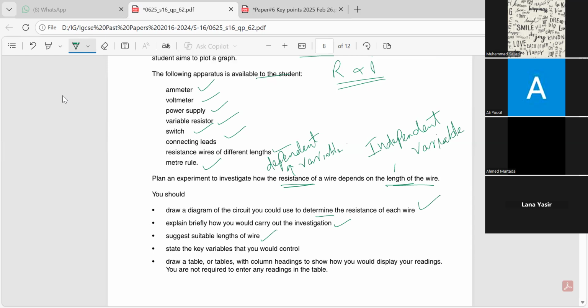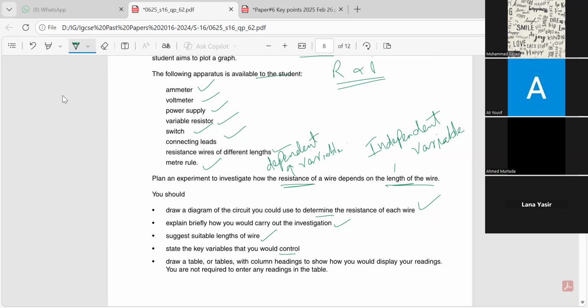Key variable that you would control. Now see, length is investigated, so diameter of the wire and type of wire should be controlled. It cannot be possible that for one length you are taking copper, for another aluminium, and for a third you are using gold or silver. No, same type of metal.